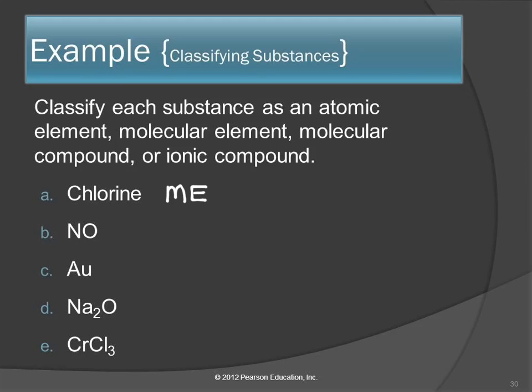How about NO? First of all, element or compound? Compound, because it's got 2 capital letters. Molecular or ionic? It's molecular. Because we find nitrogen and oxygen on the periodic table, and they are both nonmetals. Nonmetals make molecular compounds, so we'll call this one MC. Molecular compound. How about Au? That's gold. That's an element. Is it molecular or atomic? Atomic. It's not one of the 7.